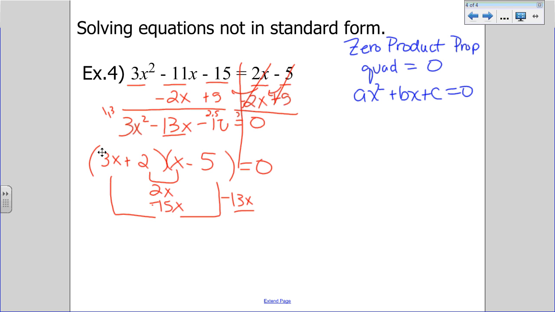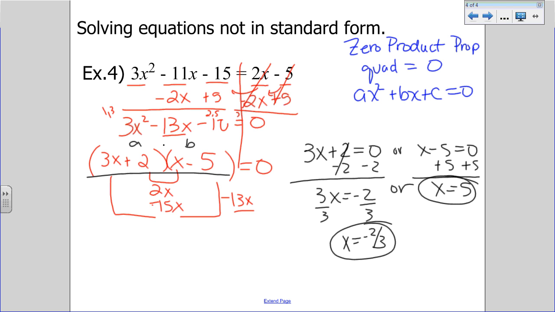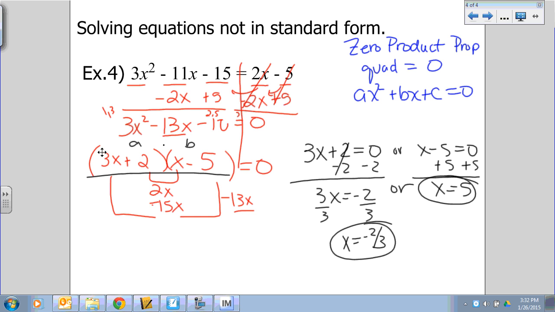They equal 0. And so now what I need to do is take that a times b and set those equal to 0. So I have 3x plus 2 is equal to 0, or x minus 5 could equal 0. This one's pretty easy to solve, so we're going to add 5 to each side. We get x is equal to 5. Here we're going to subtract 2 from each side, and then divide by 3. So sometimes we only have fractions for one of our two solutions, and the other one is an integer.